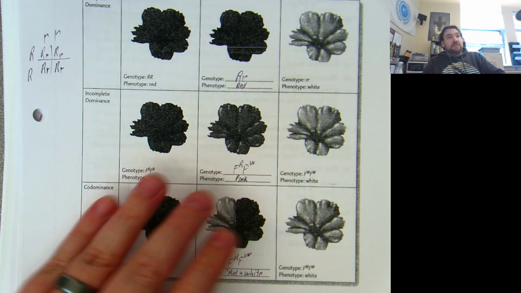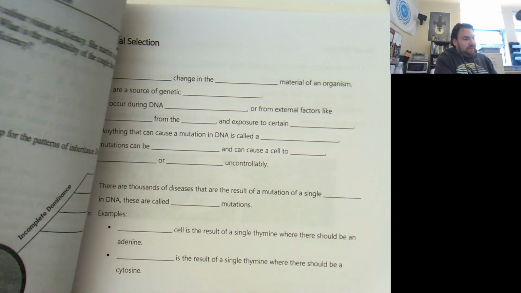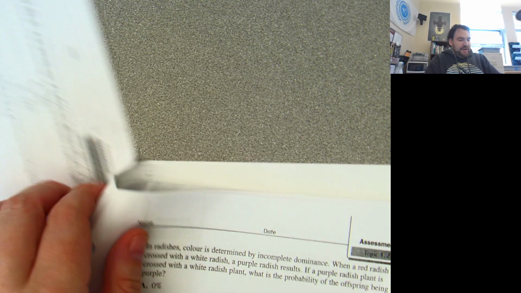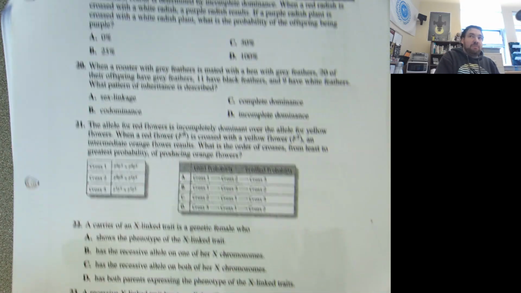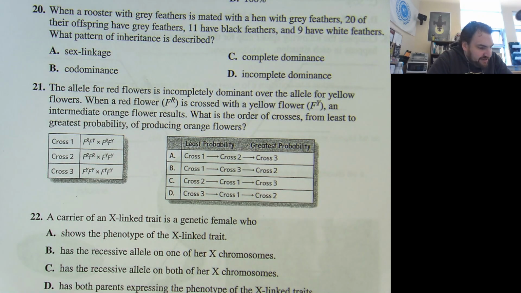Can I go over which ones? 1.2 says... Yeah. Number 21. Let's do number 21. Okay, so we've got a situation. Himbaris wants me to do number 21. Here it is. The allele for red. Just out of curiosity, Himbaris, what was your answer?